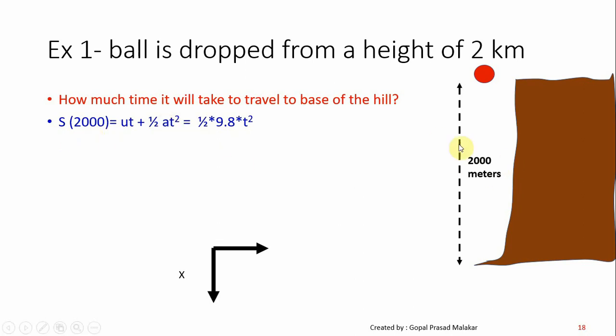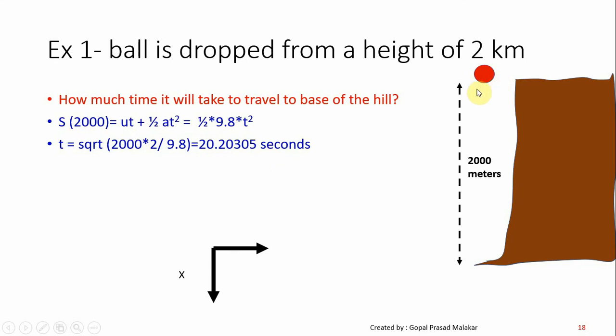S here is 2 kilometers, so 2000 meters. U is 0, so you forget about this component, it will become 0, plus half into 9.8 into t square, which will mean 2000 into 2 divided by 9.8 will give you t square, and t equal to the square root of 2000 into 2 divided by 9.8, which is giving 20.20305 seconds.